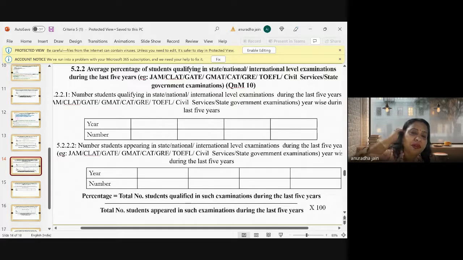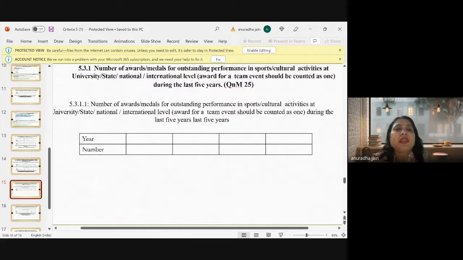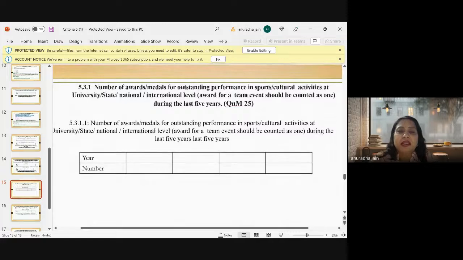Okay, so therefore, very patiently and very carefully, we should prepare for this specific criterion 5, sorry. So then next is the third key indicator. The third key indicator is quantitative again: the number of awards and medals for outstanding performance in sports and cultural activities at university, state, national, and international level.